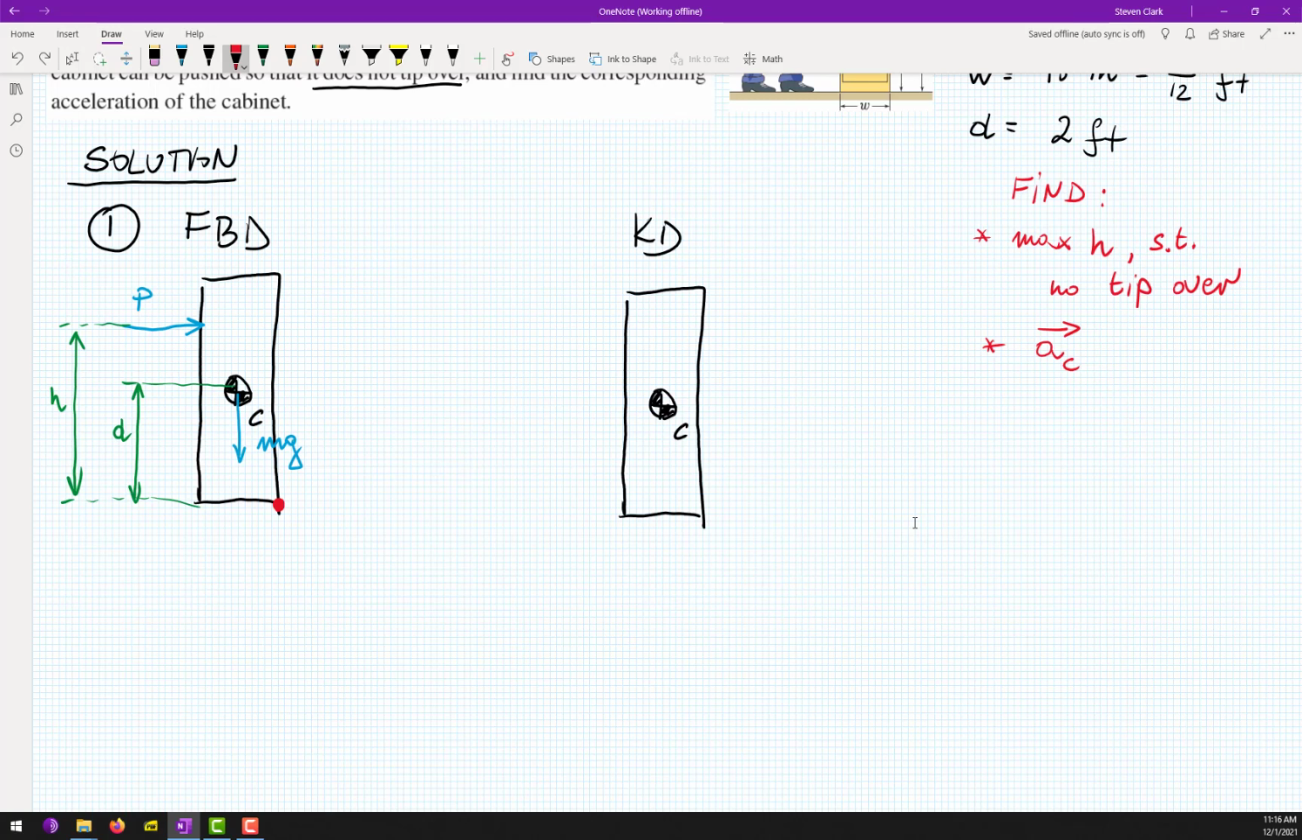So this is what you wanted to say? Doesn't matter. I'll say yes. Anyway, Ian is right, because this is the point of contact right before our object, the cabinet, starts tipping over.